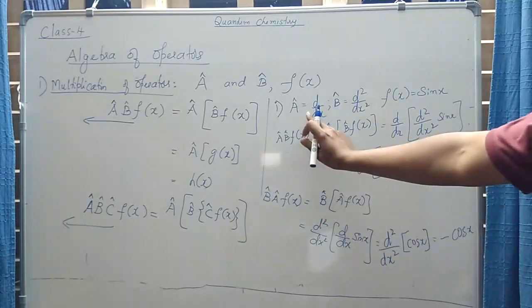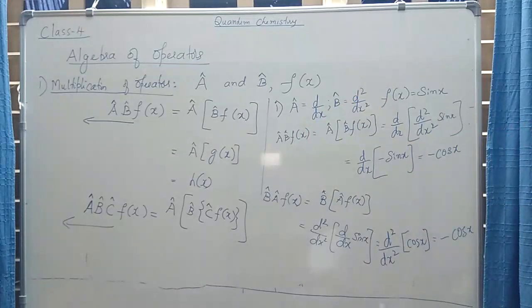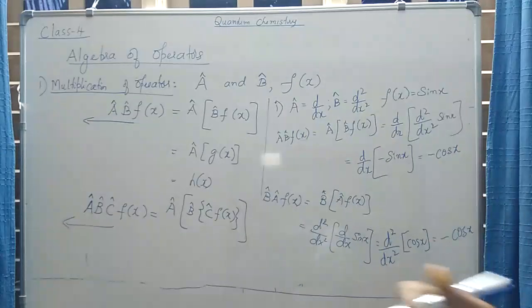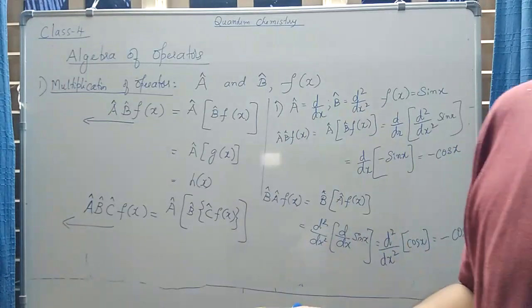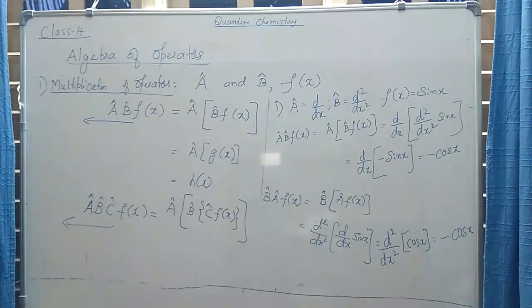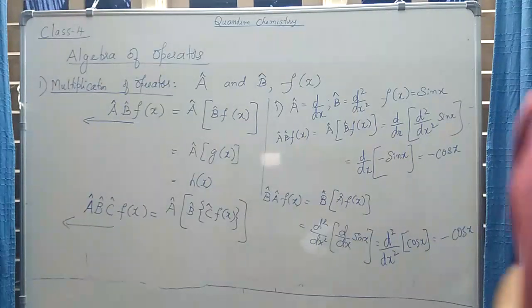But in this particular case, the results given by both are one and the same. So for operators d by dx and d square by dx square, the sequence of their multiplication is not important. Either you can apply A first followed by B, or you can apply B first followed by A. But this is not true for all cases. Let me give one more example.